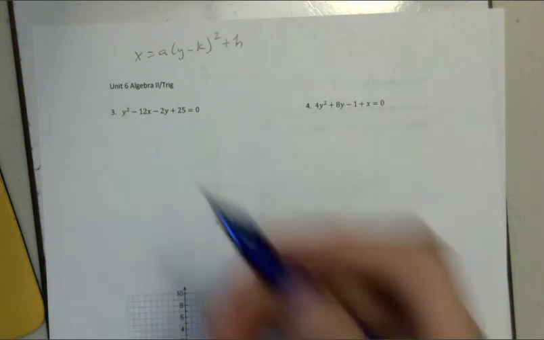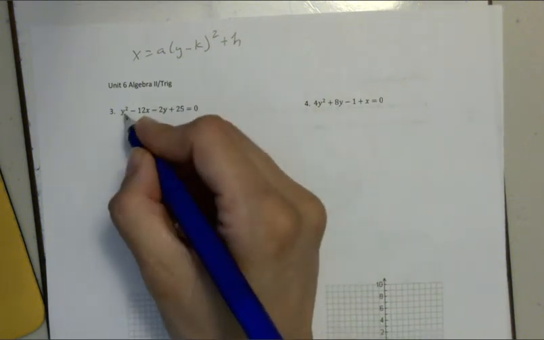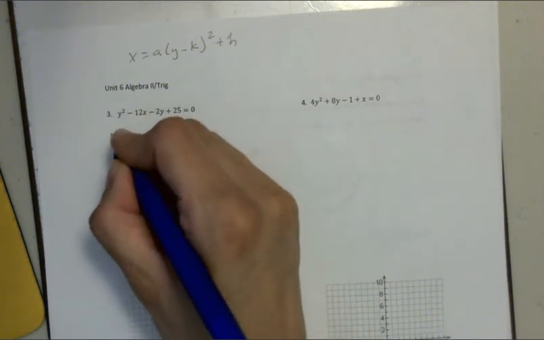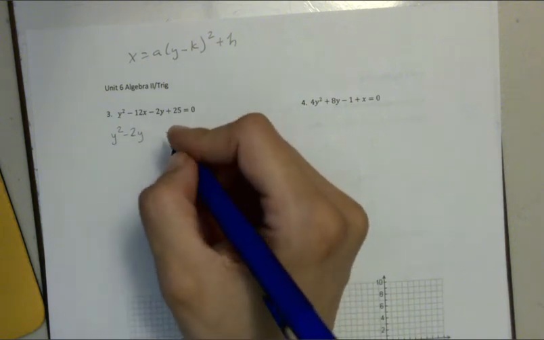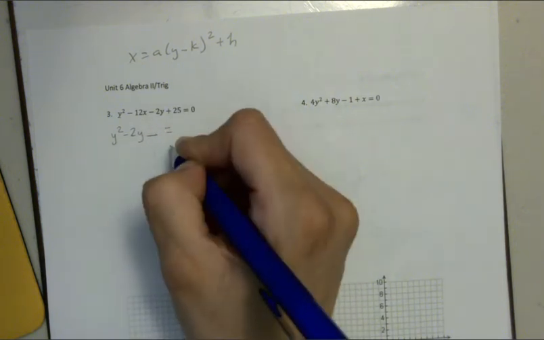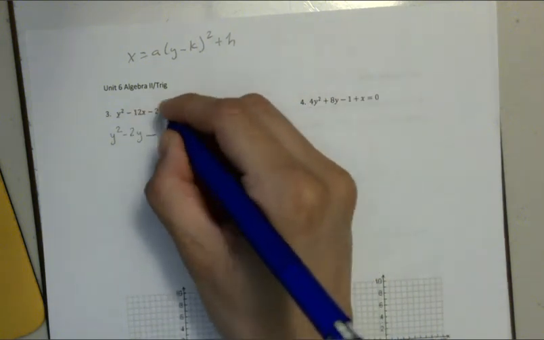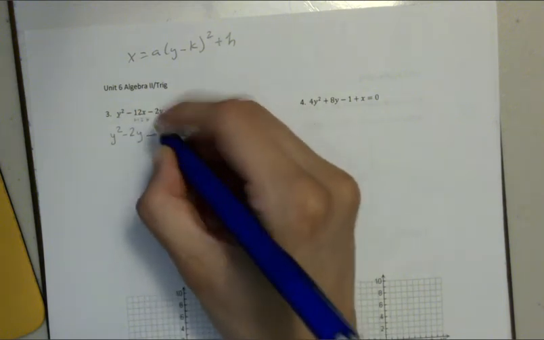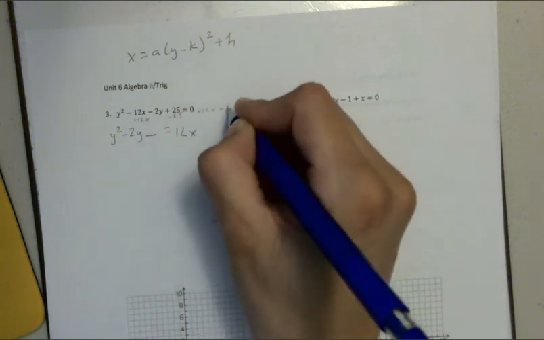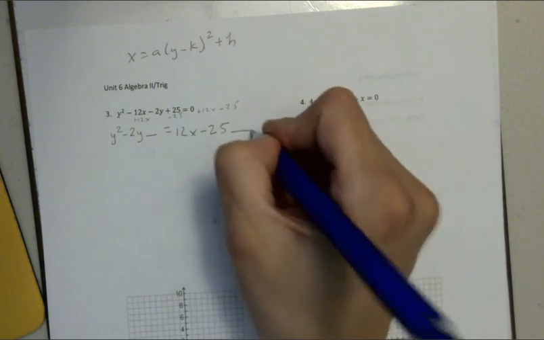So this time, since I have y squared and y, I want those two on the same side, and I'm going to move everything else to the other side. Since this y squared is already positive, I'm going to leave it where it is. So I get y squared minus 2y, and then I'm going to put a little blank spot because I know eventually I have to complete the square. And I'm going to add the 12x over, so add 12x. And then you are going to subtract the 25, so minus 25. And you can put another little blank spot.